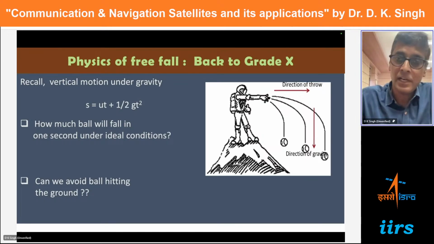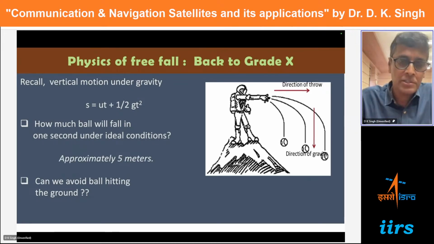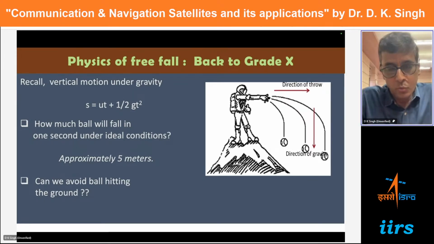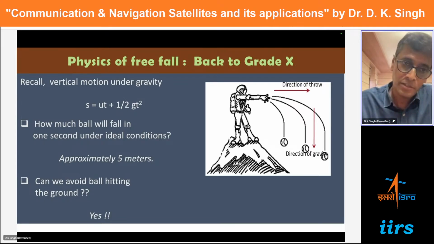how far will a ball fall in 1 second under ideal conditions, if there is no air, nothing else deviating its path? The number comes to around g/2, that means approximately 5 meters. Now, let us say I try to throw the ball in the horizontal direction, sitting on the peak of Everest. Can I avoid the ball hitting the ground? The answer is yes. Gravity can still pull it, but you can avoid the ball hitting the ground if you can throw it fast enough. Now I will show you a simple calculation. What is fast enough?